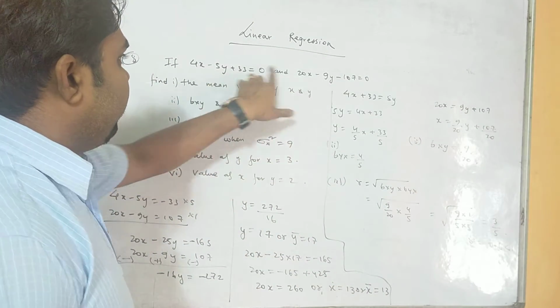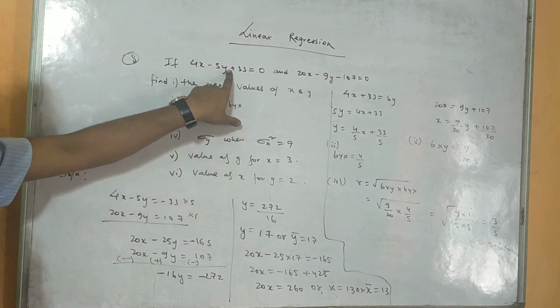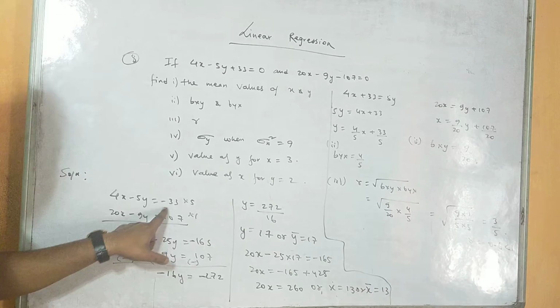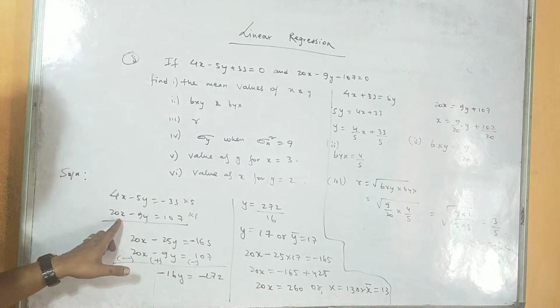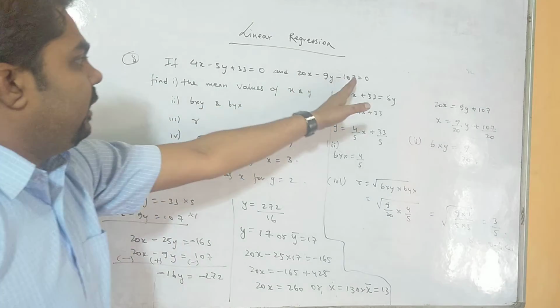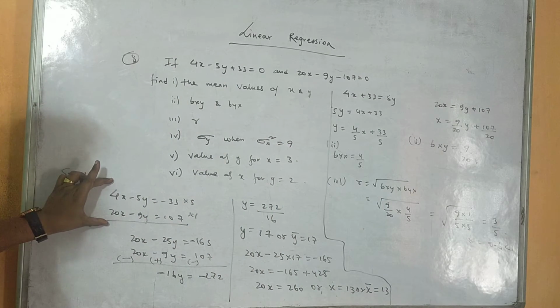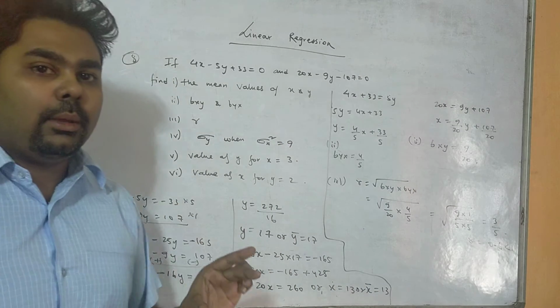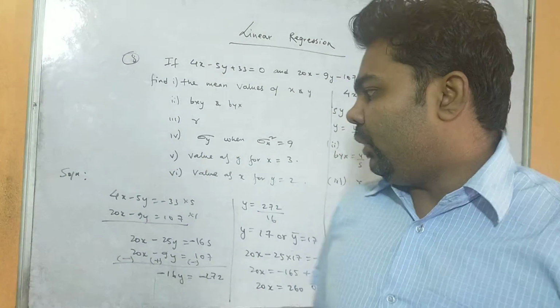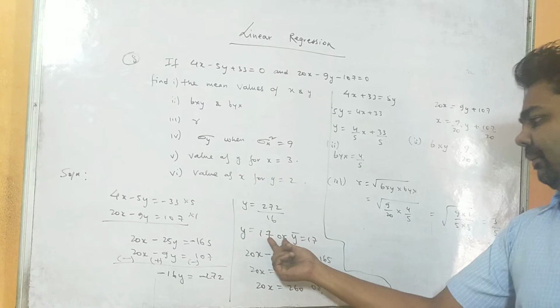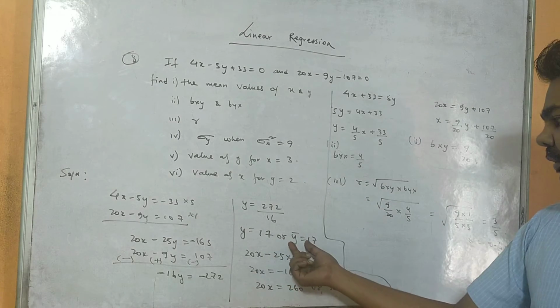So you see two equations are given. These two equations, 4x minus 5y can be written as minus 33, and this equation can be written as 20x minus 9y equals 107, I have taken it to that side. So this one we will solve as simultaneous equations, by the elimination method. By the elimination method we will get the value of x and y. See, I have got the value of y as 17. So if y is 17, that means y bar is 17.